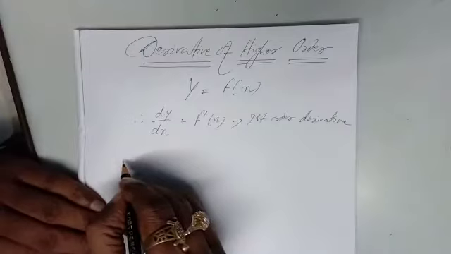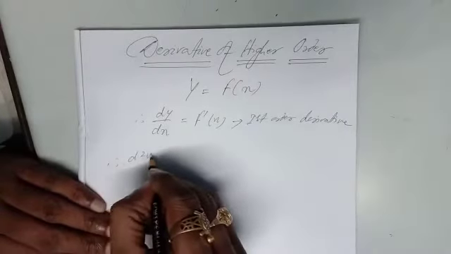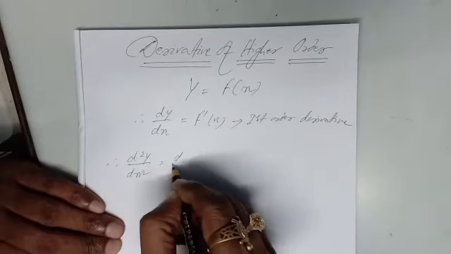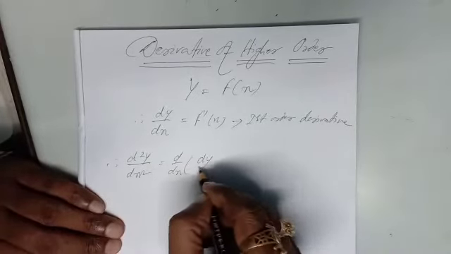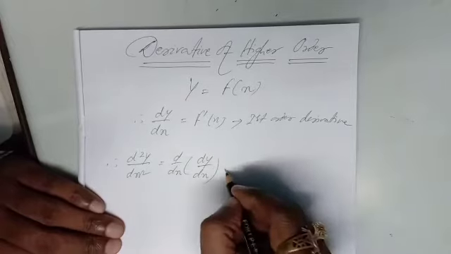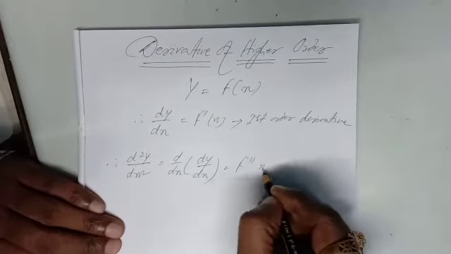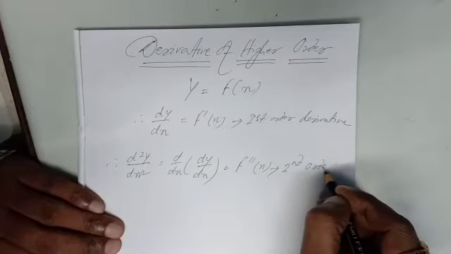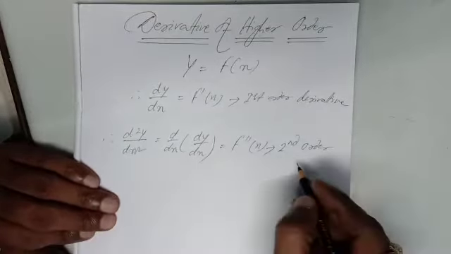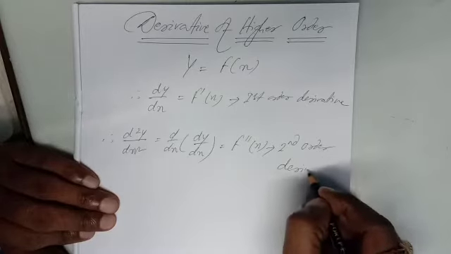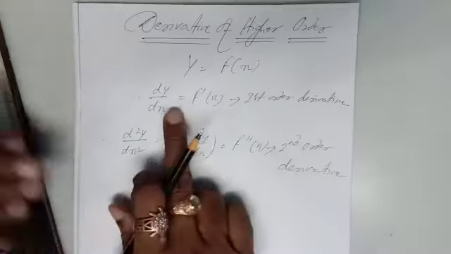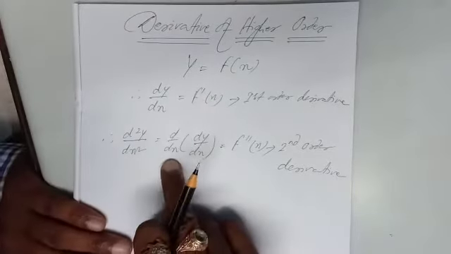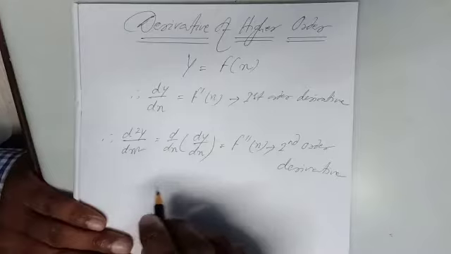Same process, d square y by dx square is nothing but d by dx of dy by dx. This is represented as f double dash x. This is called second order derivative. First order derivative is represented as f dash x, which is equal to dy by dx. Second order derivative is d square y by dx square.